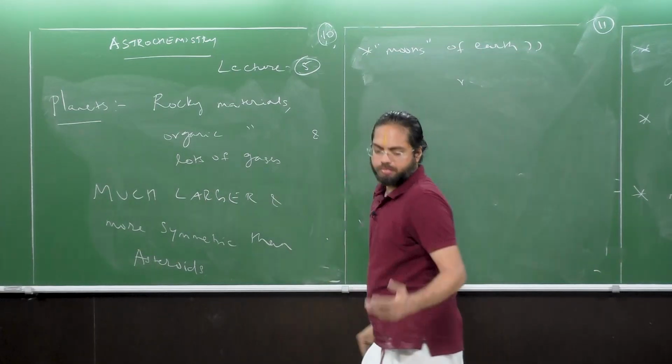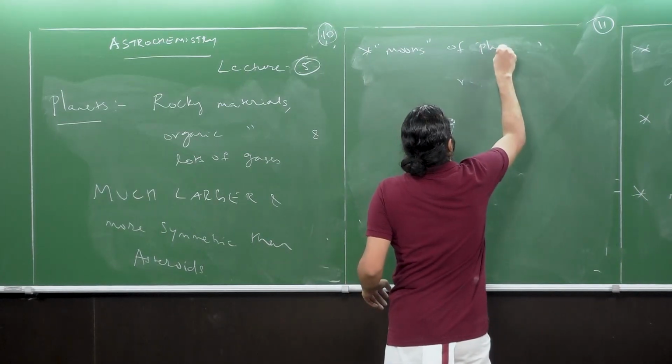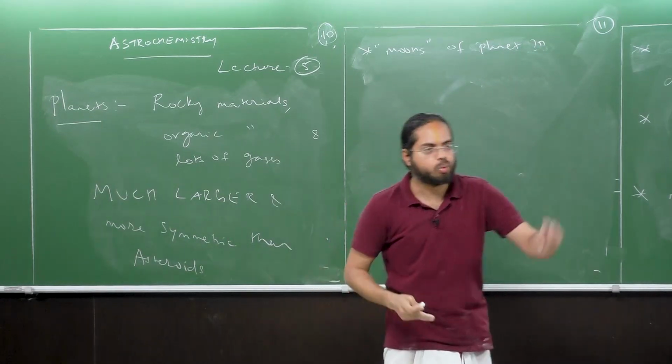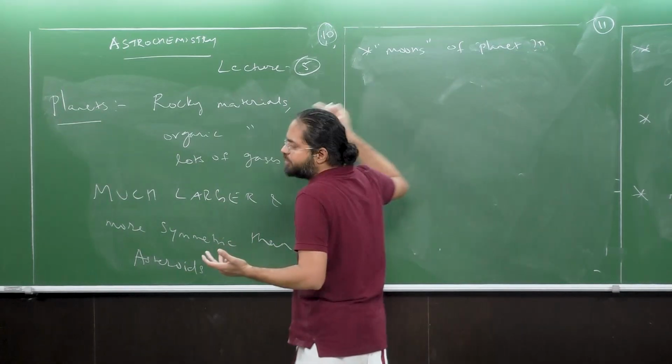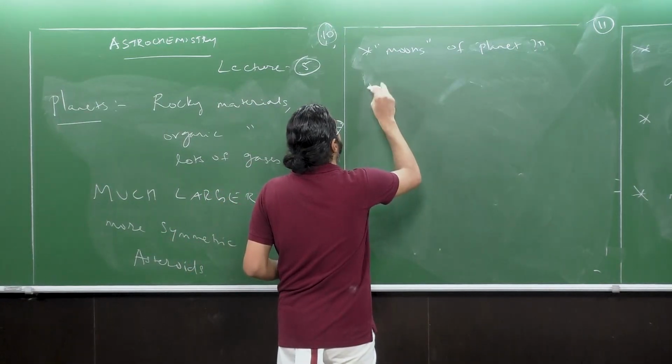Where did they come from? How did the moons of Earth, I mean, not just Earth, any planet, how did they come about? Well, there are two leading theories. The satellites of these planets, they come about in the same way.